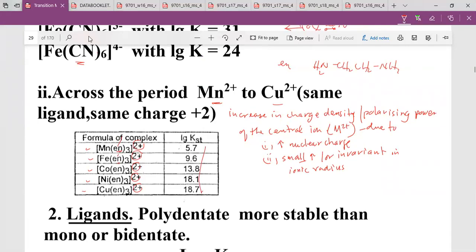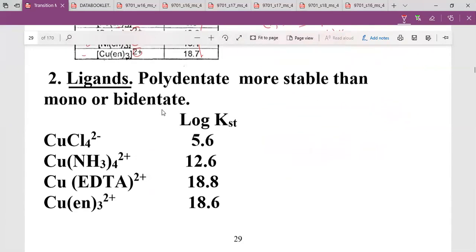The second one, of course, is polydentate. Monodentate, bidentate, and polydentate. So you can see that there is an increase. This one, of course, is 6.